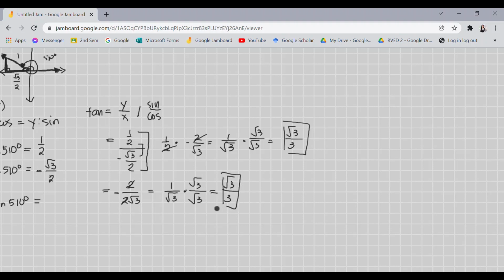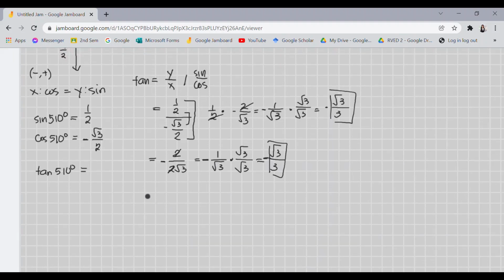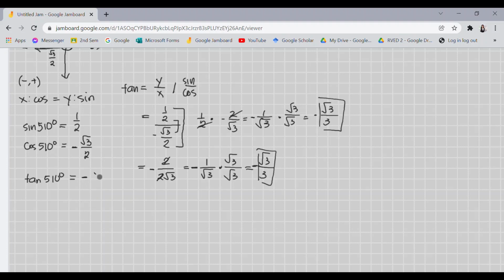So tangent, okay, we forgot that this is negative. I'm sorry. The answer is negative. This is also negative, and then this is negative. So, for the tangent 510, your answer is negative square root of 3 over 3. Some references accept 1 over square root of 3. But if we apply our prior rules, we don't really put a radical expression in the denominator. So, we try to simplify that. But in other references, you can see 1 over square root of 3. They are actually equal. We are just trying to rewrite it in the most acceptable form.